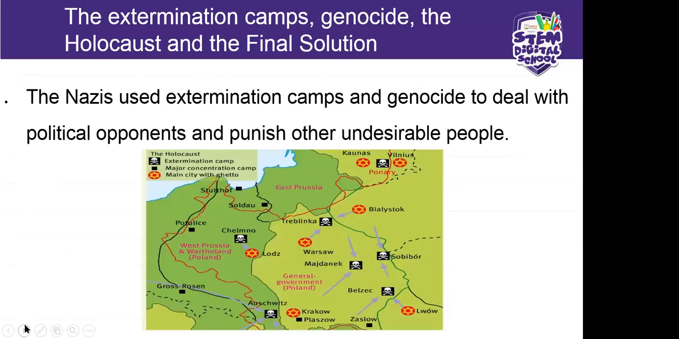And then we look at the extermination camps, genocide, the Holocaust, and the final solution. The Nazis used extermination camps and genocide to deal with political opponents and punish other undesirable people. It was very bad. So from that picture, you can see that it is showing the map of the extermination camps, the concentration camps, and the main cities.